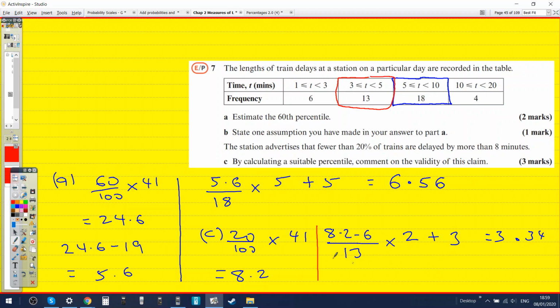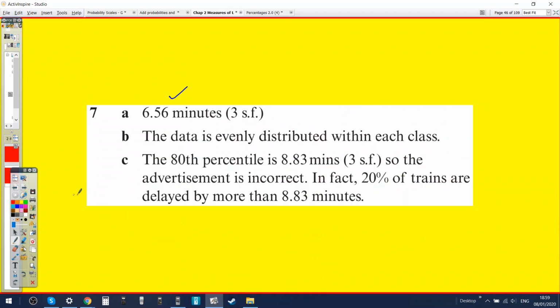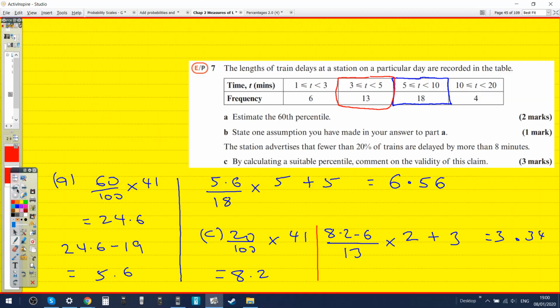And what is this? Comment on the validity of this claim. It is valid. Seems very valid. Hopefully this didn't go horribly wrong. They did the 80th percentile. 20% of trains are delayed by more than 8.83. Why was it 80th percentile? The length of trains delayed at a station. So this is the amount of time that they're delayed. 20% of trains are delayed by more than 8. Because it was more than. That's why.